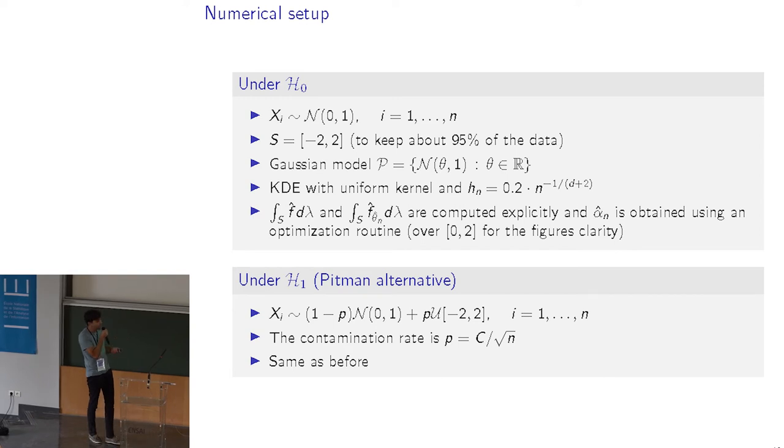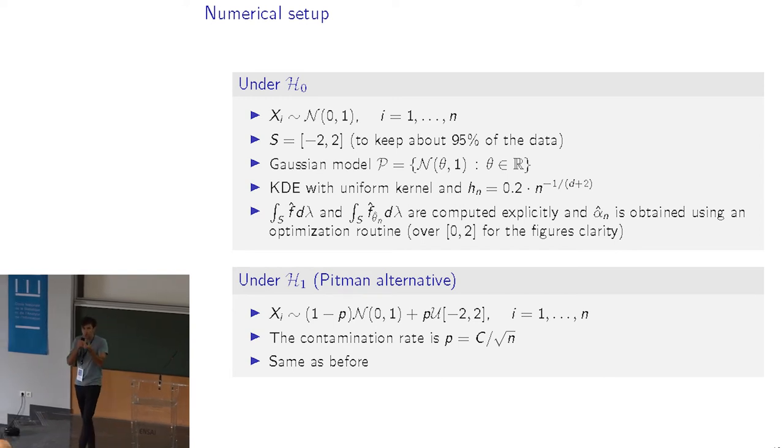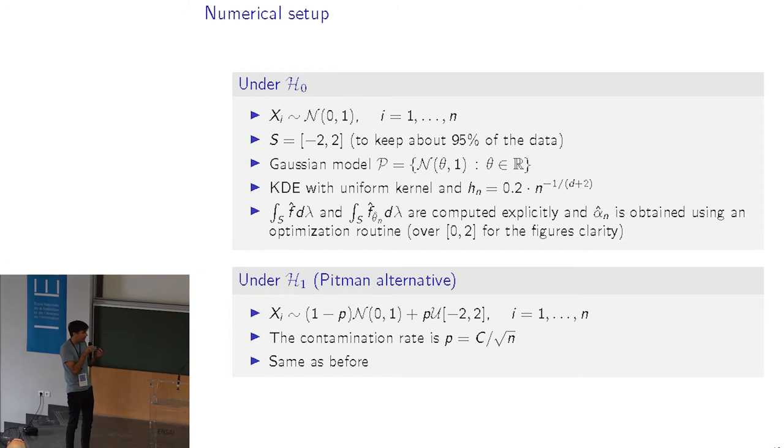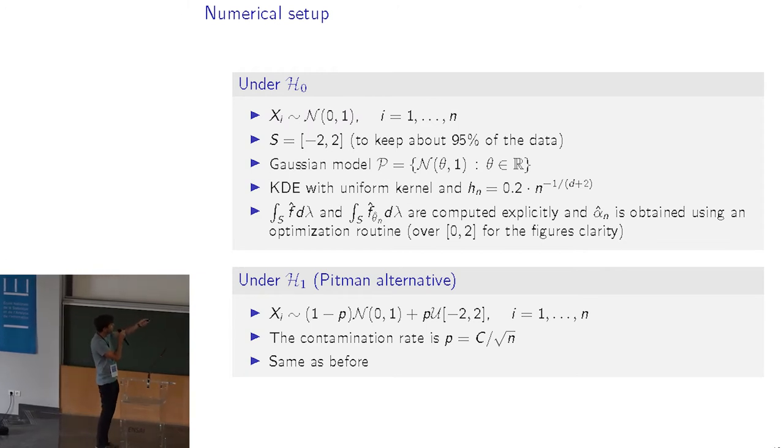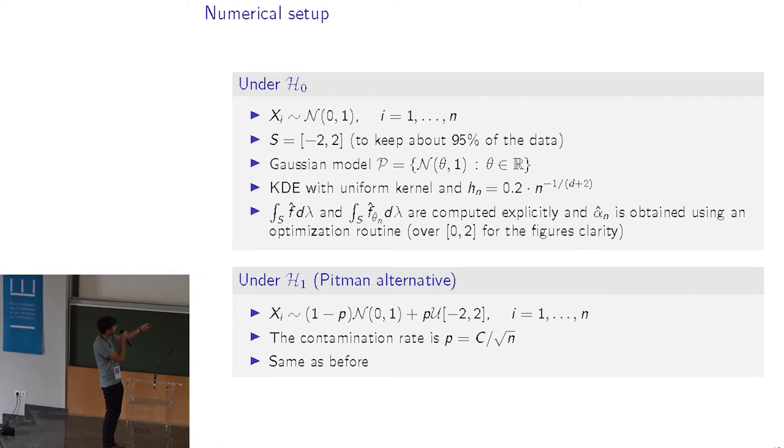I would like to show you, to finish with, what a Pitman alternative is. The Pitman alternative is something which is local. I can see it through the prism of contamination. I have my Xi distributed according to a mixture. The first part is in the model, so I am near my model, and the second part is a uniform distribution. Since p, the parameter of the mixture, is going to be small, I am very close to my model.